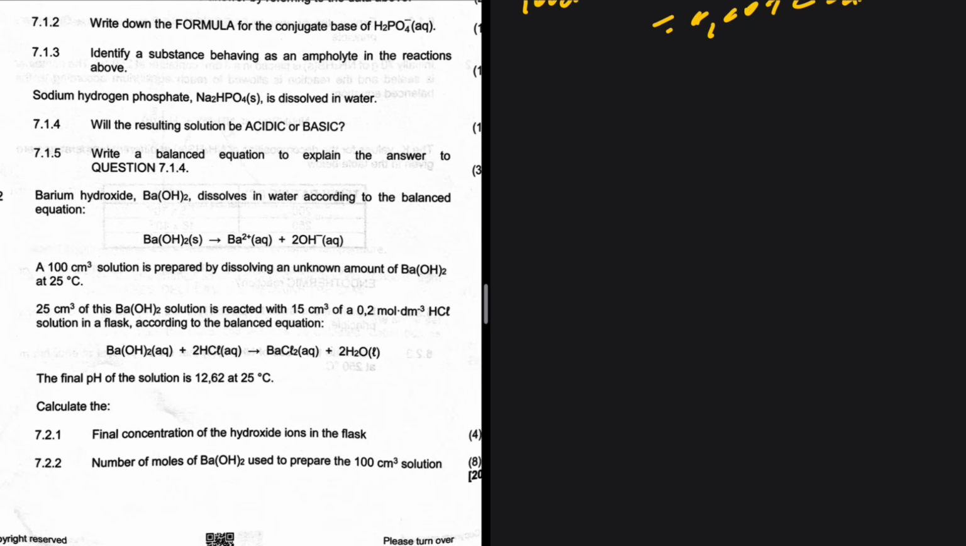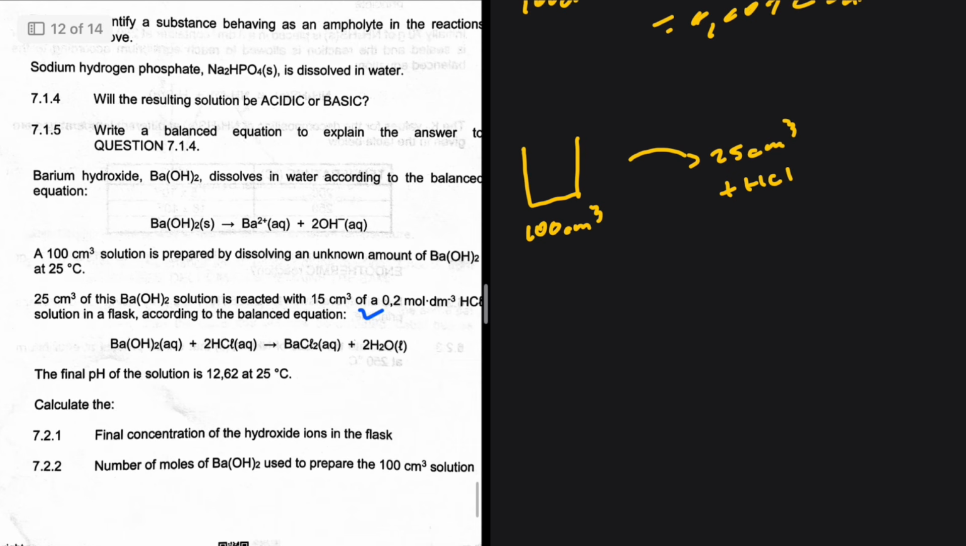So first of all, let's conceptualize. Let's have a sketch of what is happening. So we have this 100 cm³ of an unknown amount of Ba(OH)2, right? Of this 100 cm³, we take 25 cm³ and then we react it with HCl. That is what these points are saying. And then the final pH of the solution is 12.62 at 25 degrees Celsius.